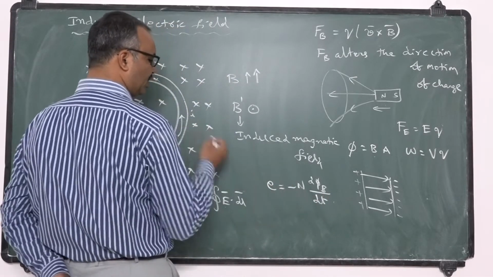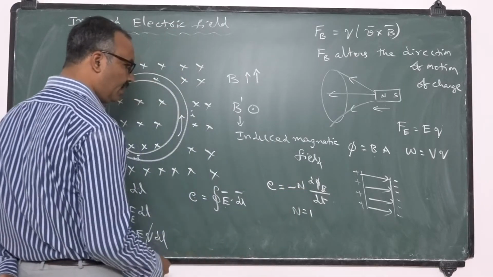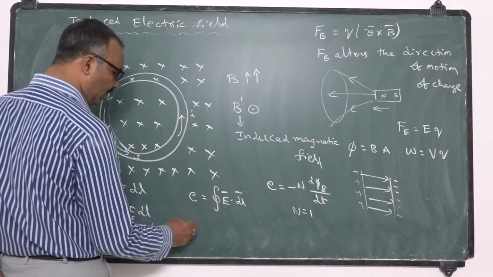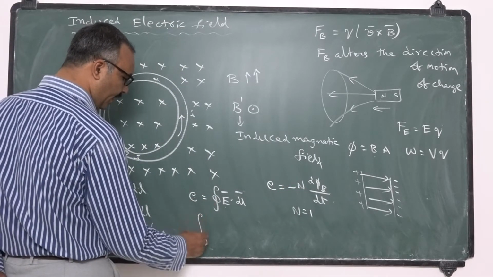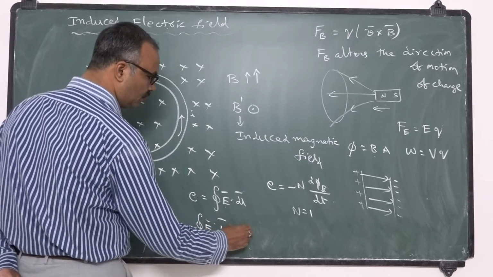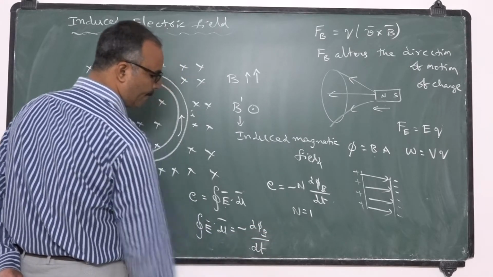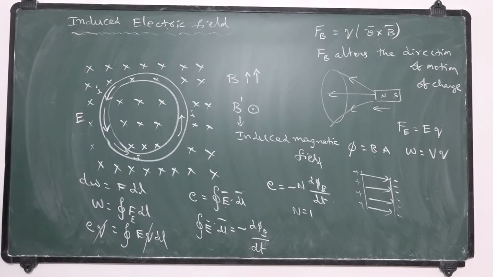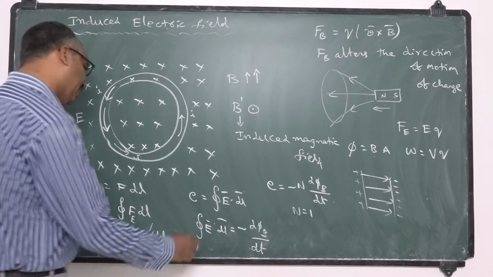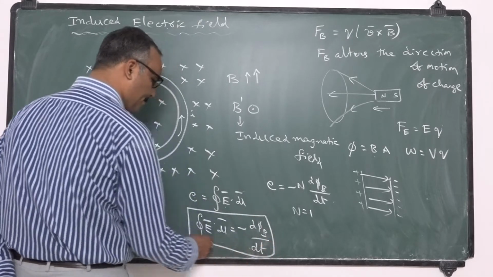Here the number of turns is 1. You can write it as E is equal to minus d phi B by dt. So finally you can write the closed integral E bar dot dl bar is equal to minus d phi B by dt. By using this formula, you can calculate the strength of the electric field over here.